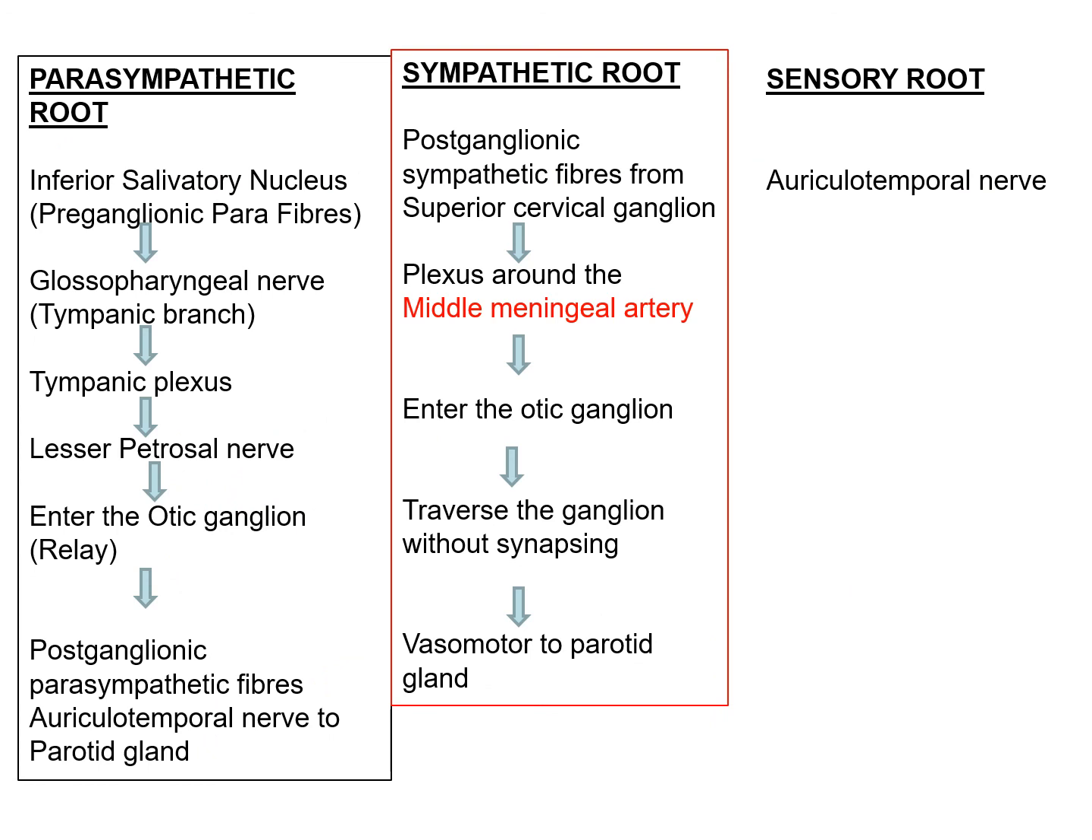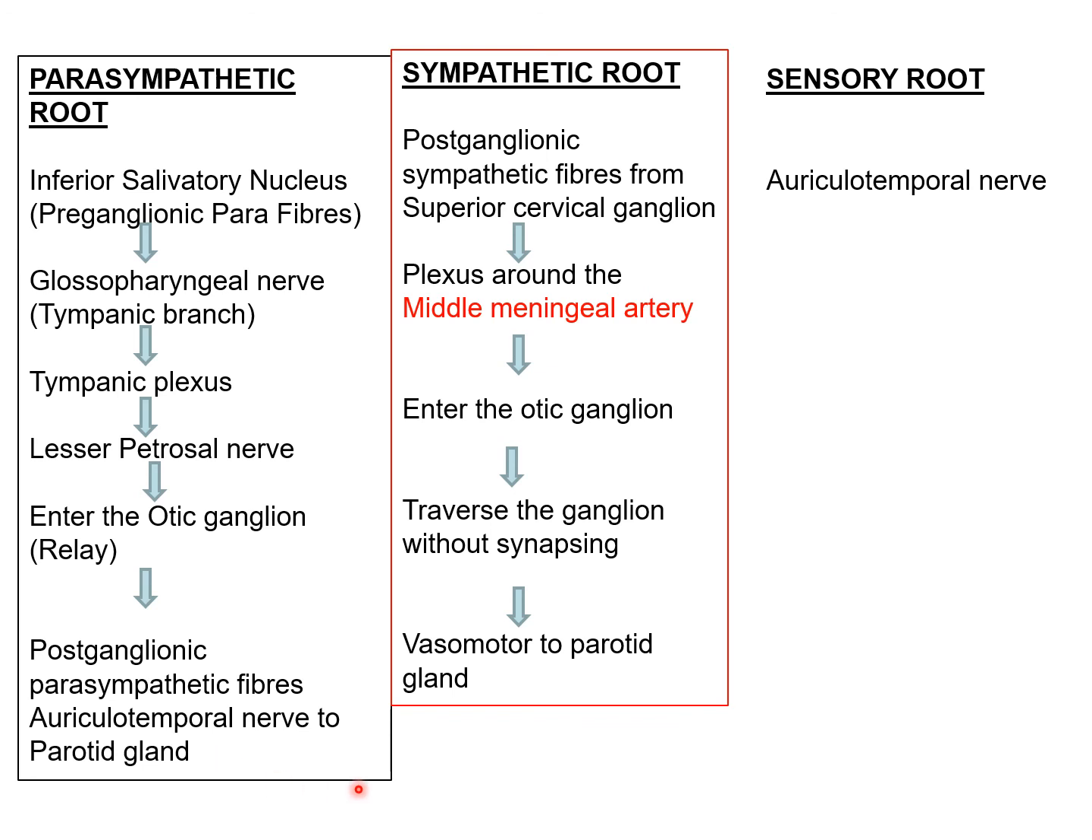So if we revise the different roots, the parasympathetic root for the otic ganglion: the inferior salivatory nucleus gives origin to the preganglionic parasympathetic fibers in the lower part of the medulla. The fibers are carried through the glossopharyngeal nerve, its tympanic branch, and the tympanic plexus. The lesser petrosal nerve arising from it enters the otic ganglion. It relays in the otic ganglion. The postganglionic parasympathetic fibers pass through the auriculotemporal nerve to supply the parotid gland.